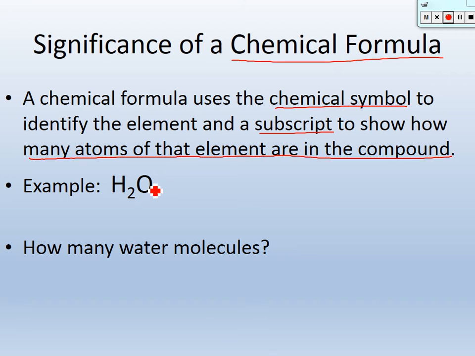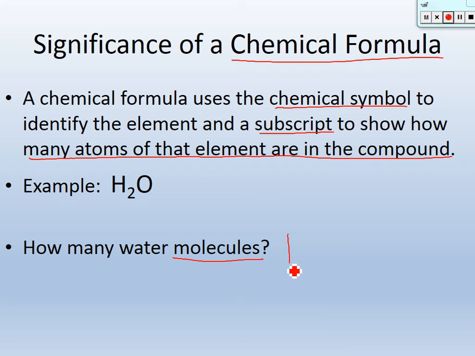Okay. So, but let's talk about this. How many water molecules would this have? The molecules is given by this number out front. It's called a coefficient. Again, there's nothing written. So how many water molecules do I have? Just 1. The 1 is implied.